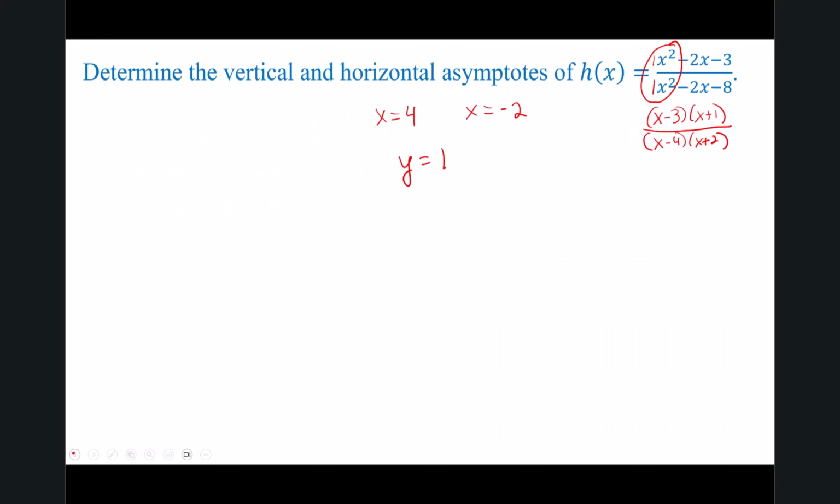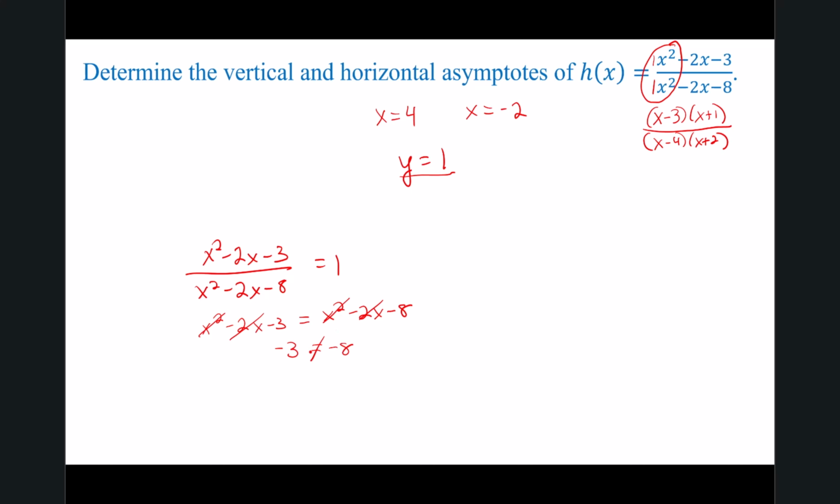Let's also check if we are going to intersect the horizontal asymptote. So does x squared minus 2x minus 3 over x squared minus 2x minus 8 ever equal 1? My horizontal asymptote is 1. Multiply both sides by that denominator, and I get x squared minus 2x minus 3 equals 1 times x squared minus 2x minus 8. Subtract x squared from both sides, add 2x to both sides, and we get negative 3 equals negative 8, which is not true, so we do not cross the horizontal asymptote.